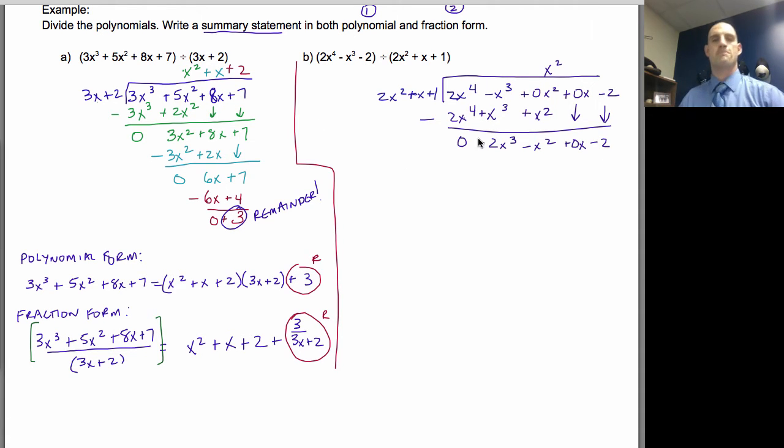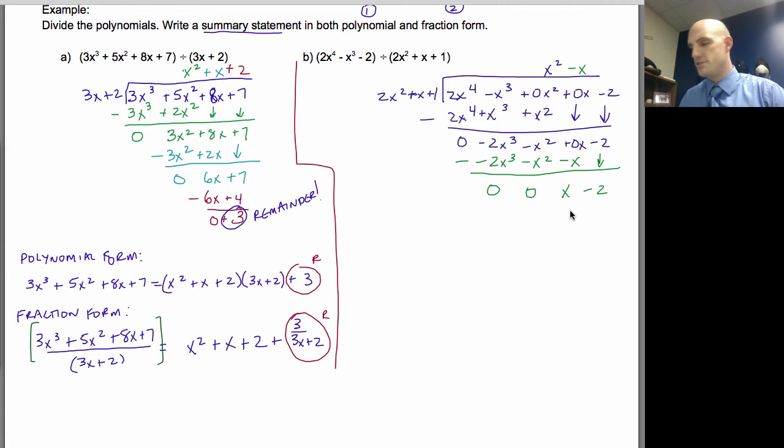Keeping everything straight. Compare my minus 2x cubed to this. I know I need to multiply by a minus x. So minus x times 2x cubed would be minus 2x cubed. Minus x times x would be minus x squared. Minus x times 1 would be minus x. And then I need to subtract here. So this is 0. This is 0. This is x. And this is coming down as a minus 2.